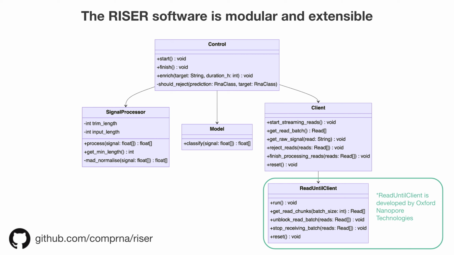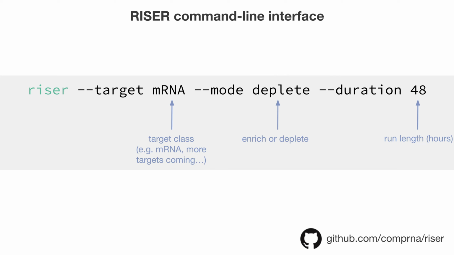The examples I've shown today are for the application of RISER to enrich or deplete mRNA, but the RISER software is designed to be modular and extensible and allow easy adaptation to different targets. We've also developed a simple command line tool to run RISER. You only need to specify your target class, whether you want to enrich or deplete the target class, and the duration to run RISER for. You don't need to change anything when setting up your run. RISER will just interact with the sequencer in the background.